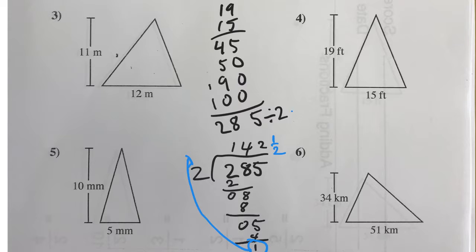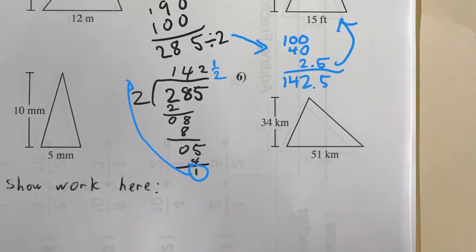What I would do, though, to be honest, I would just say, okay, 285 divided by 2 is half of 285. So what's half of 200? That's 100. What's half of 80? Half of 80 is 40. What's half of 5? 2.5. And then I have the same answer, 142.5. So that's the area of this one. Again, a little bit trickier with these calculations.